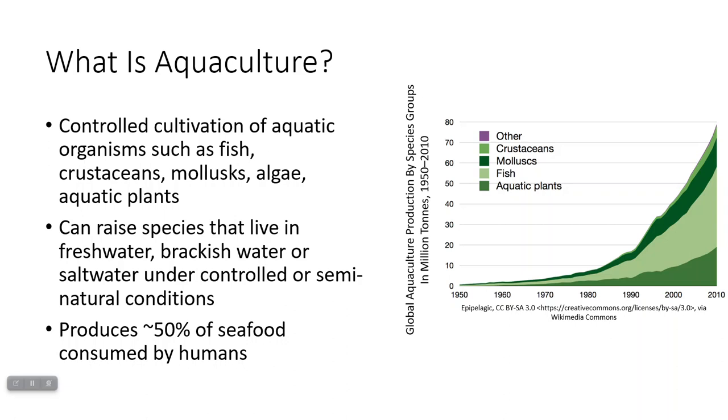So you can raise species that live in any of the types of water, that's freshwater, brackish water, or salt water. And this now produces around 50% of the seafood that we consume. Here you see a graph showing the increase in the amount of aquatic organisms that we're growing by aquaculture. Aquatic plants would be things like seaweed.